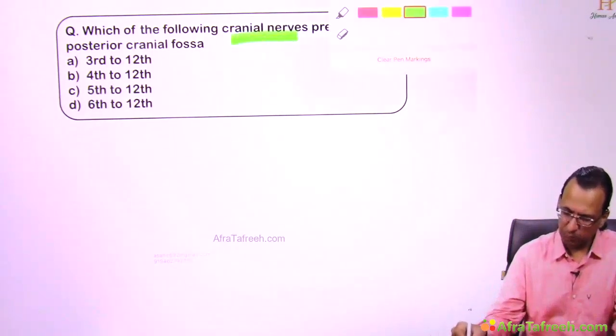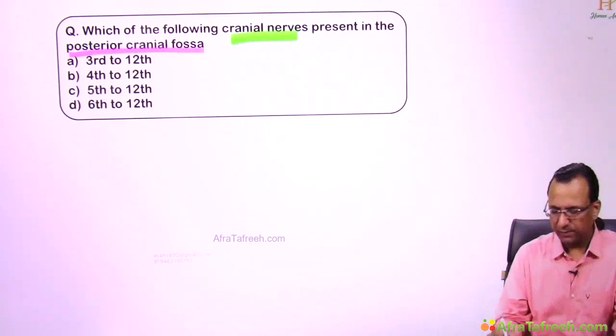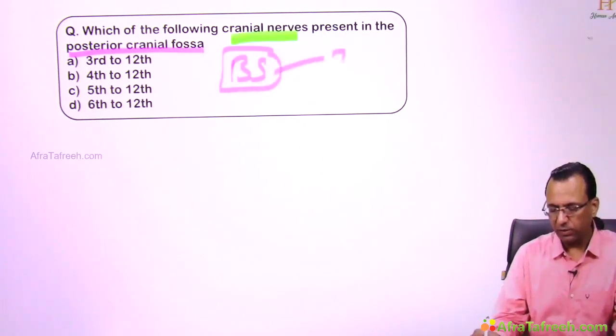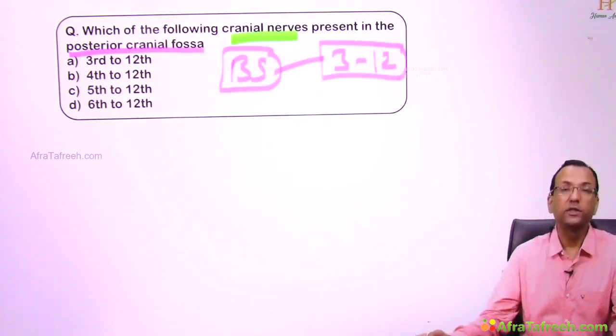I think the posterior cranial fossa has the brainstem. Okay then. The brainstem has nerve number 3 to 12. So that is the answer.